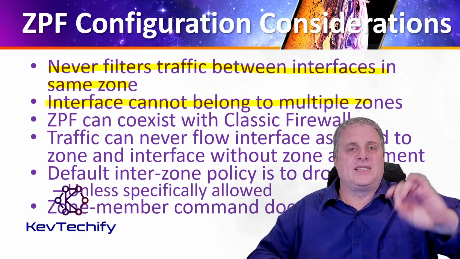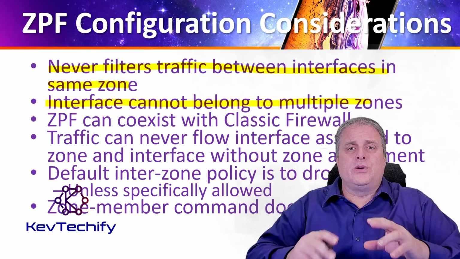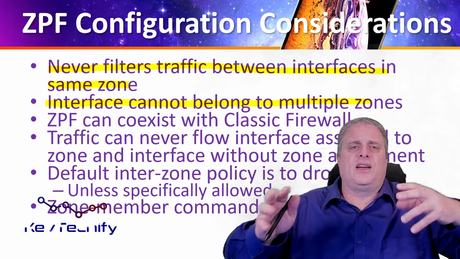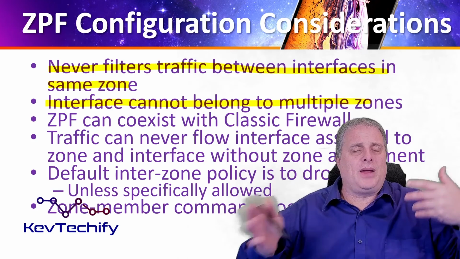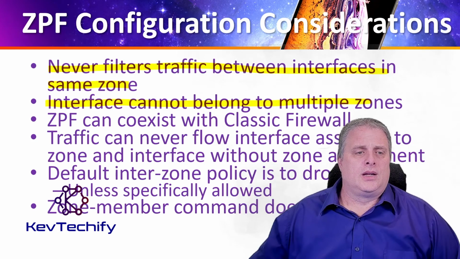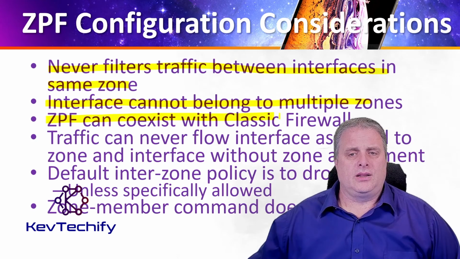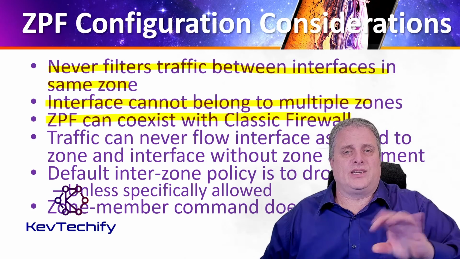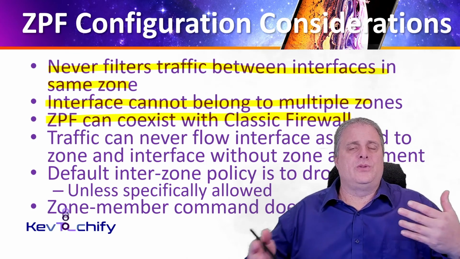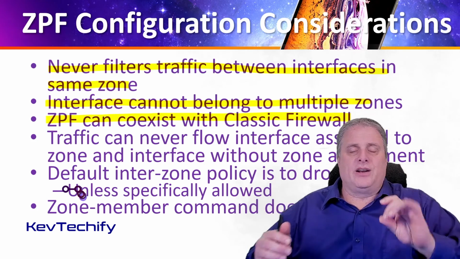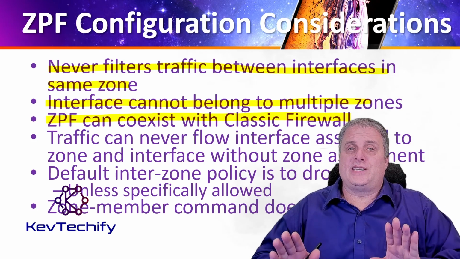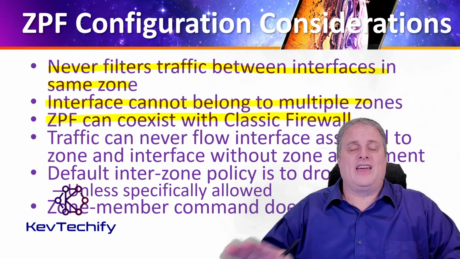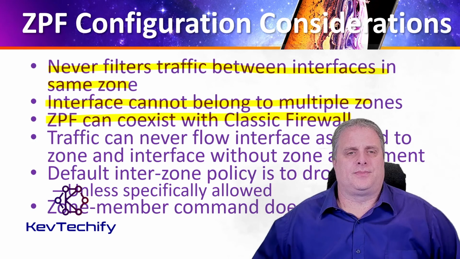Now, with the interface not belonging to multiple zones, what we can do is create a union of security zones. And this is to specify a new zone and the appropriate policy name and zone names to do that. The next thing that we have right here is that zone-based policy firewall can exist with a classic firewall, although they cannot be used on the same interface. For an interface, it either needs to be a zone-based policy firewall or it needs to be a classic firewall. You can't have both running on that same interface.